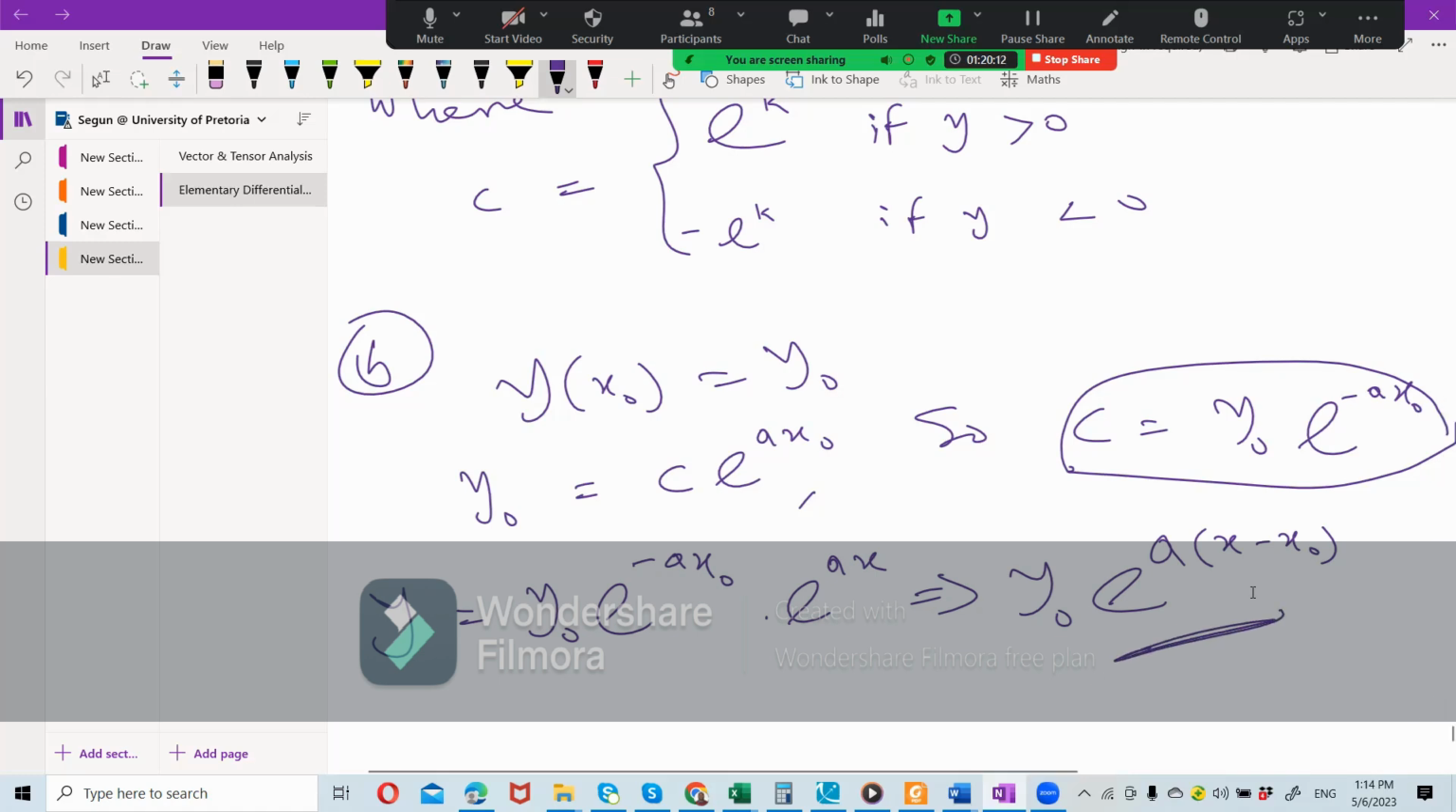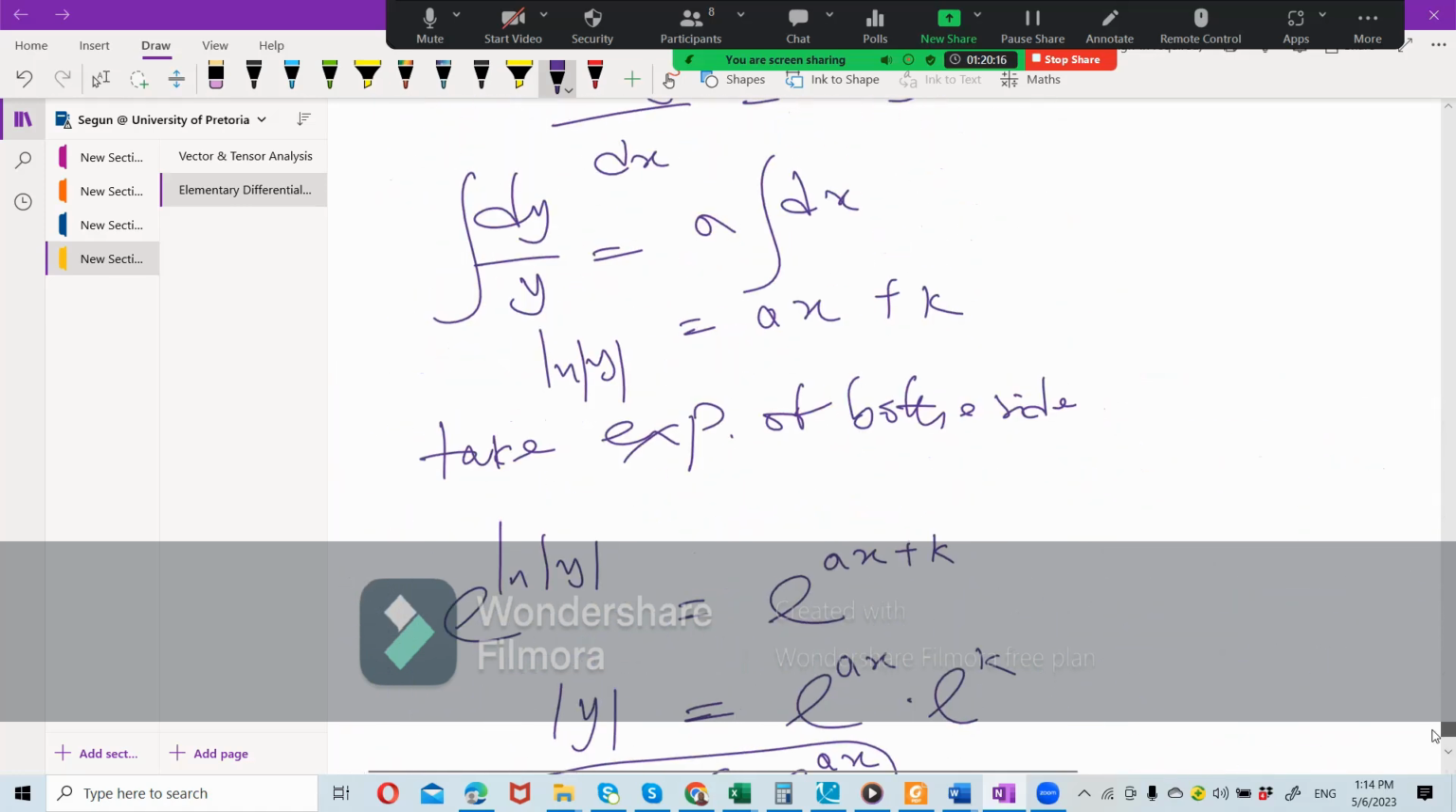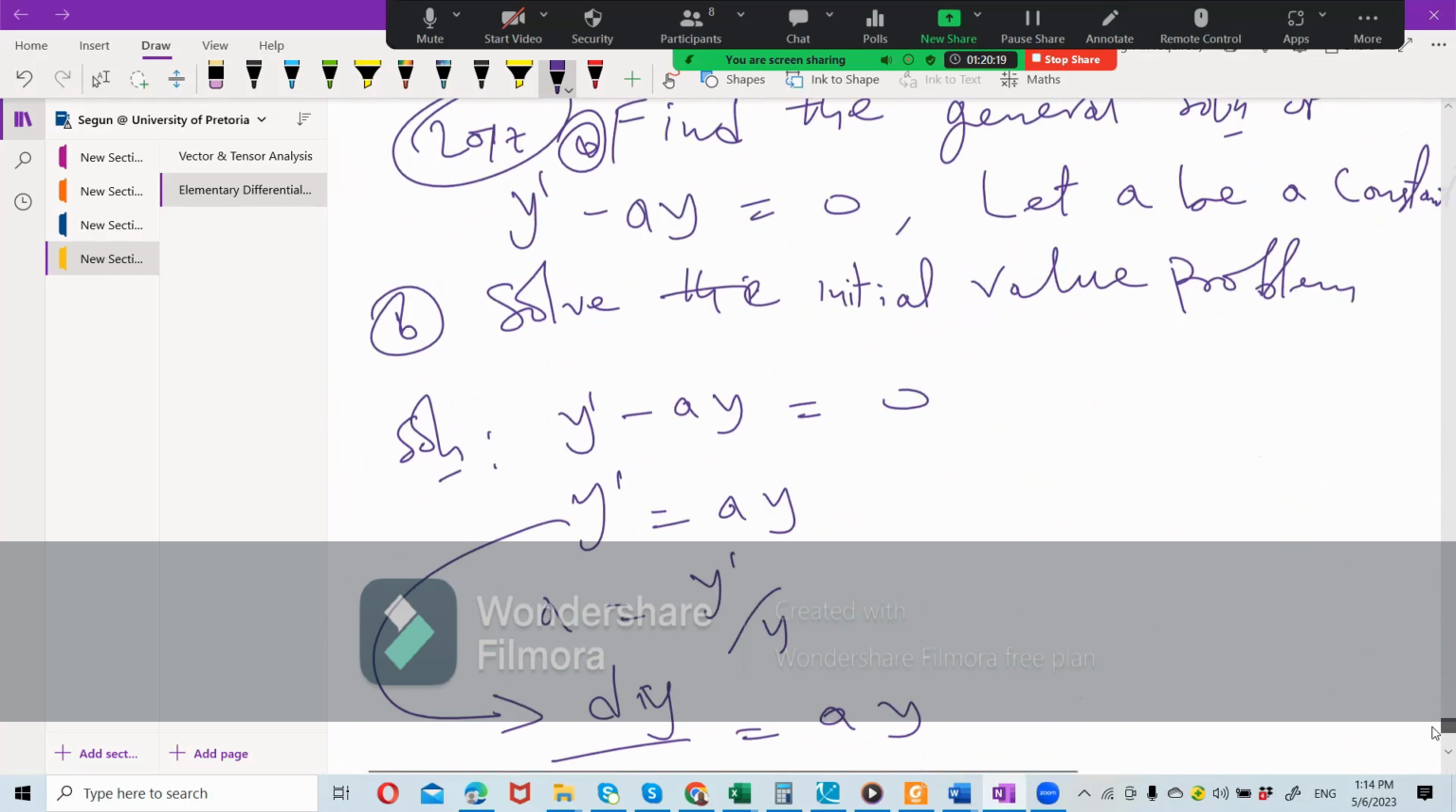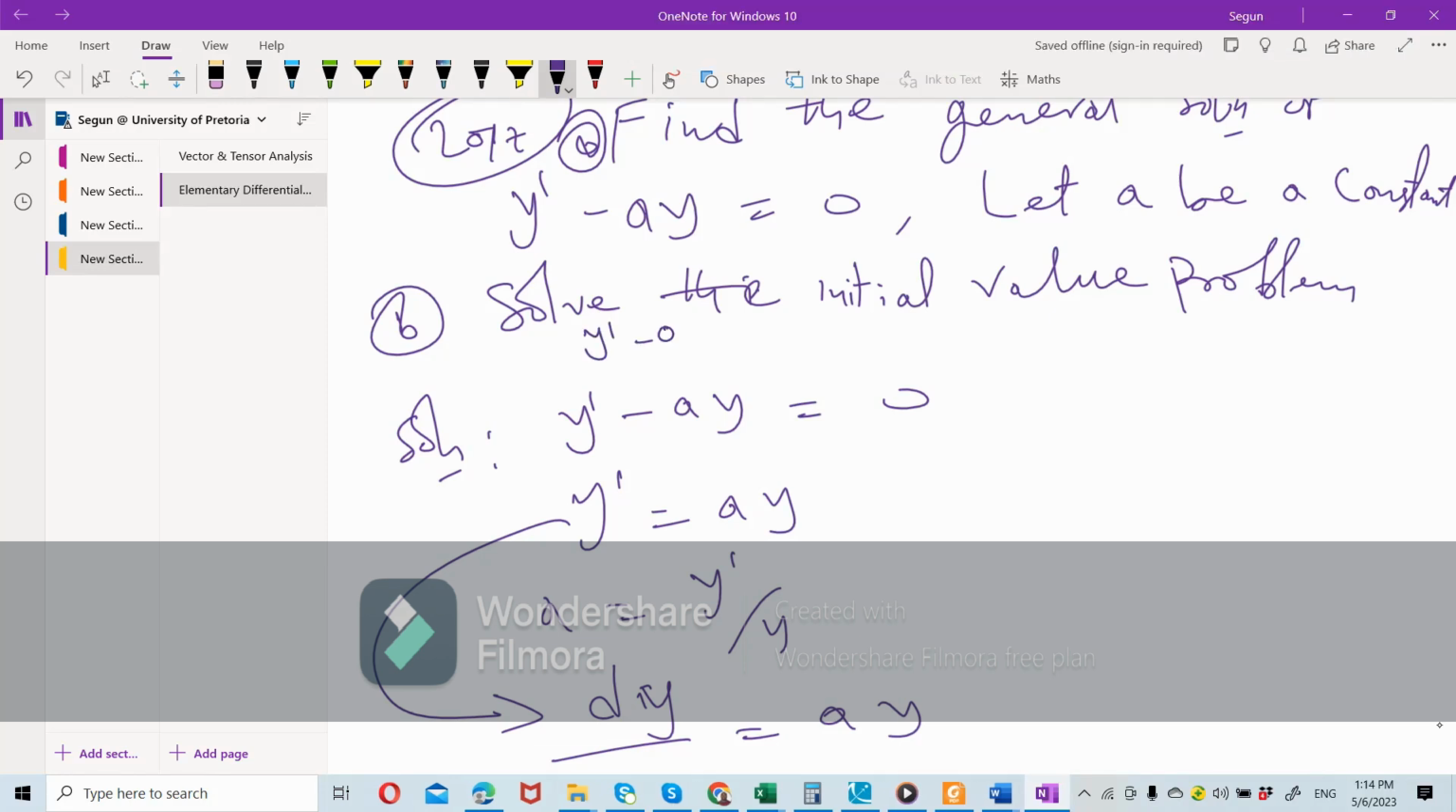Remember, you are given from day one the boundary condition. Let's look at it. It says solve the initial value problem. Solve initial value problem when you have y prime minus ay equals to 0 and y of x naught equals to y naught. That's the initial value problem they asked us to solve.